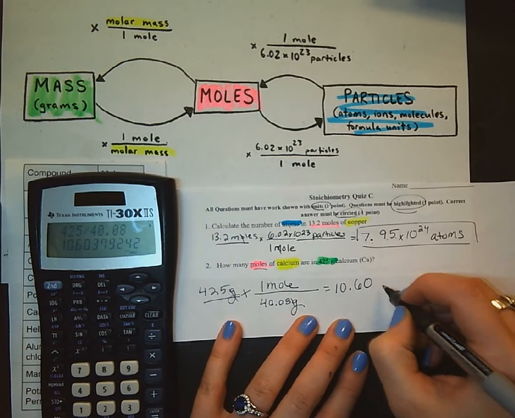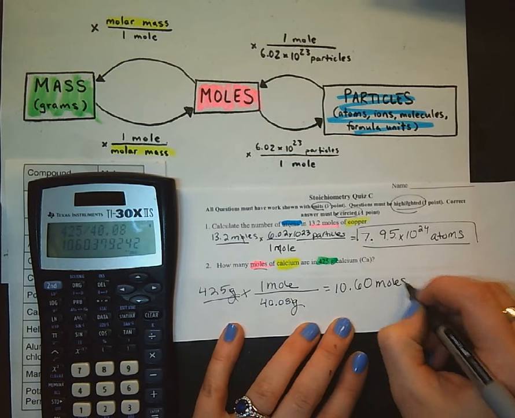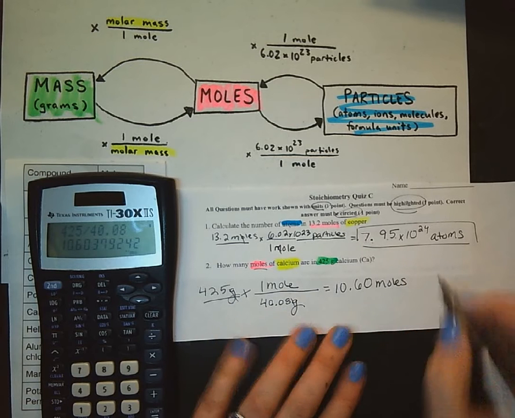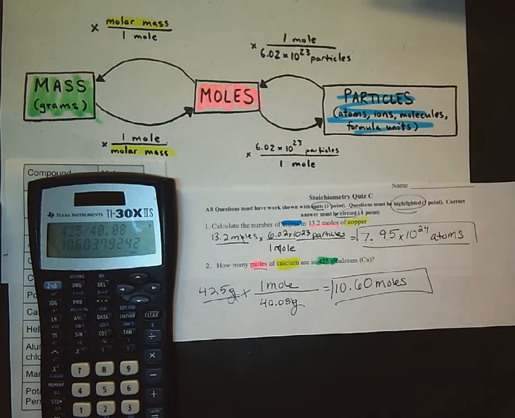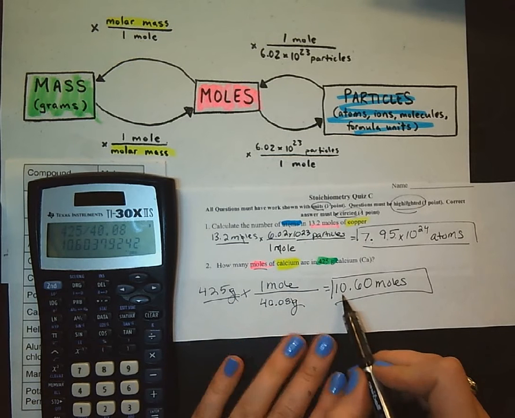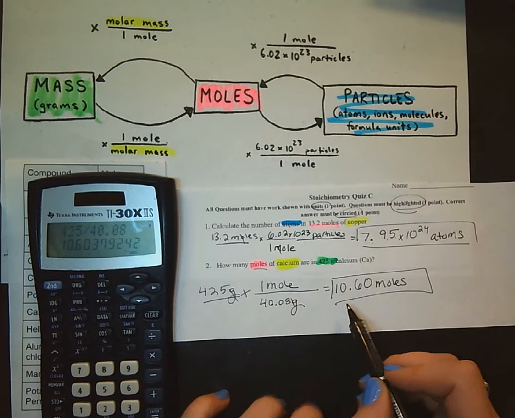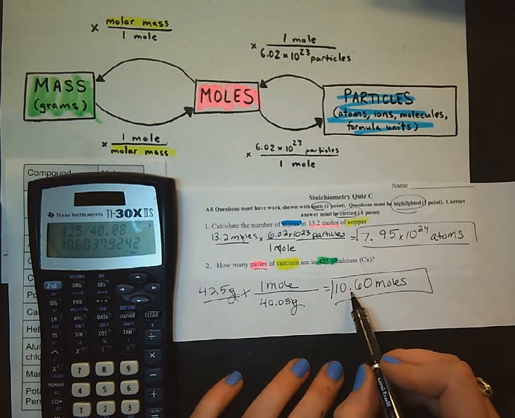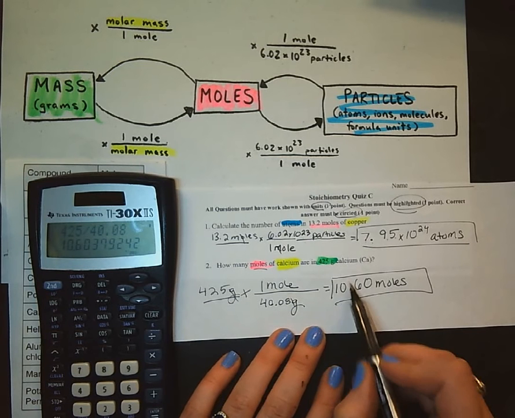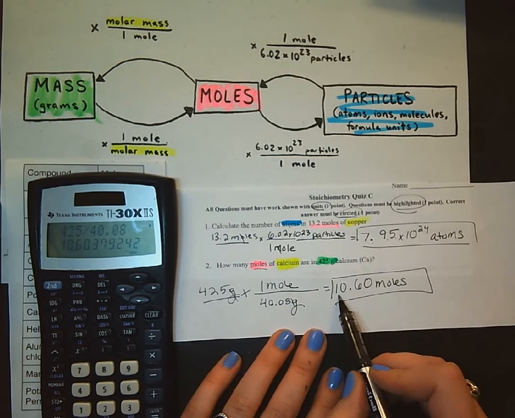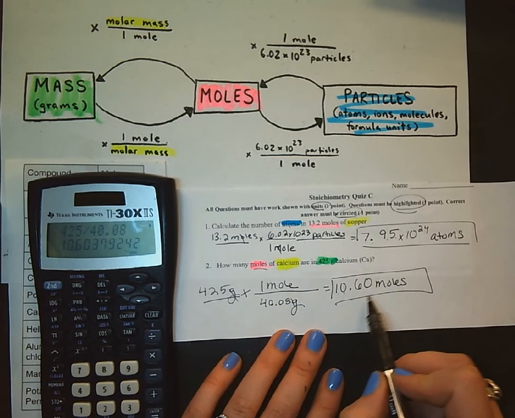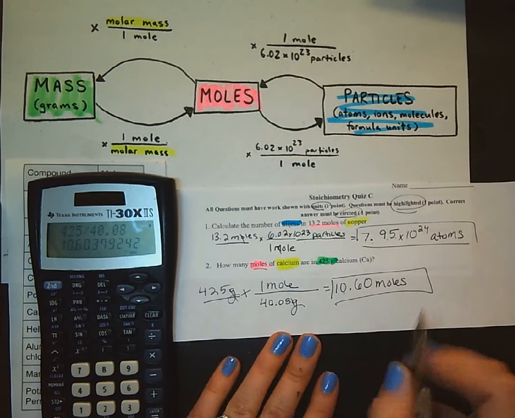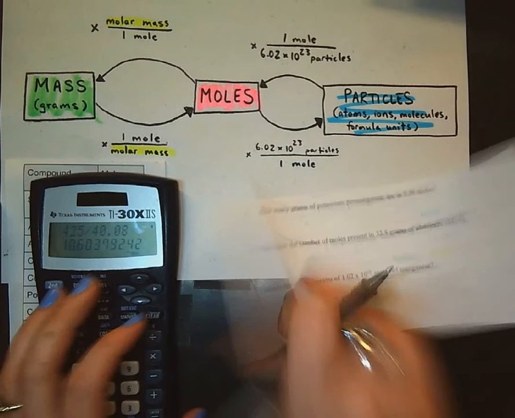Alright, so we're going to end up with 10.60 moles of calcium. And you can write of calcium. I'm choosing not to. Alright, and so this answer, a lot of students thought they had to convert this into scientific notation, but again, we need a number here between 1 and 10, and because this is 10, we're going to keep it as is, so 10.60 moles.